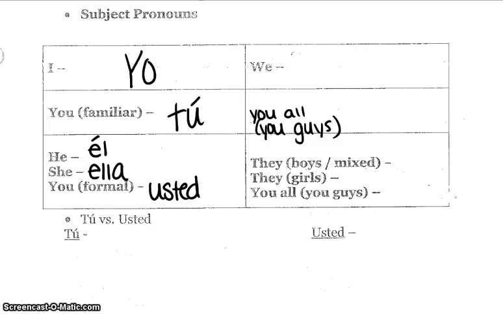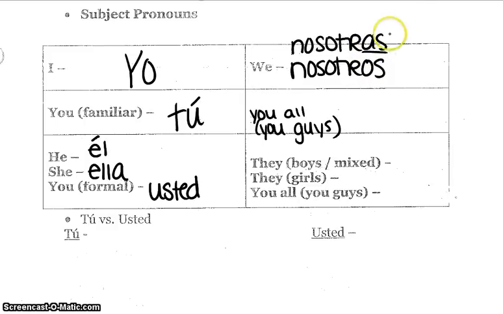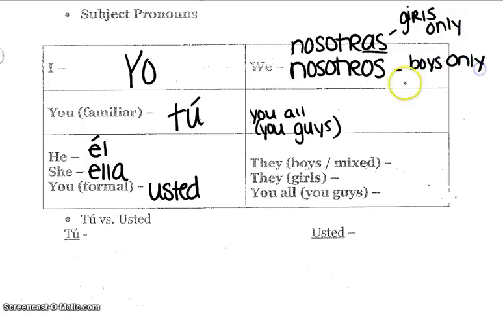As you may remember from the example up top, the way we say we is nosotros. We can also say it nosotras. We use nosotras when we're talking about girls only. And we use nosotros when it's boys only or a mixture of boys and girls. And remember, if you're saying we, that would be a group that you are a part of.